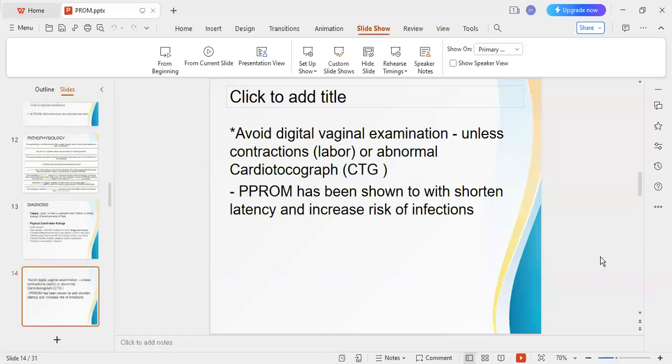examinations. We should know that preterm PROM has been shown to shorten the latency, which I spoke about earlier, and increase the risk of infection. So the more you're introducing your finger inside to assess for dilatation or to assess for fetal parts with no prior indication, you are increasing the woman's chances of infections and also shortening the period in which this woman would stay before labor sets in.